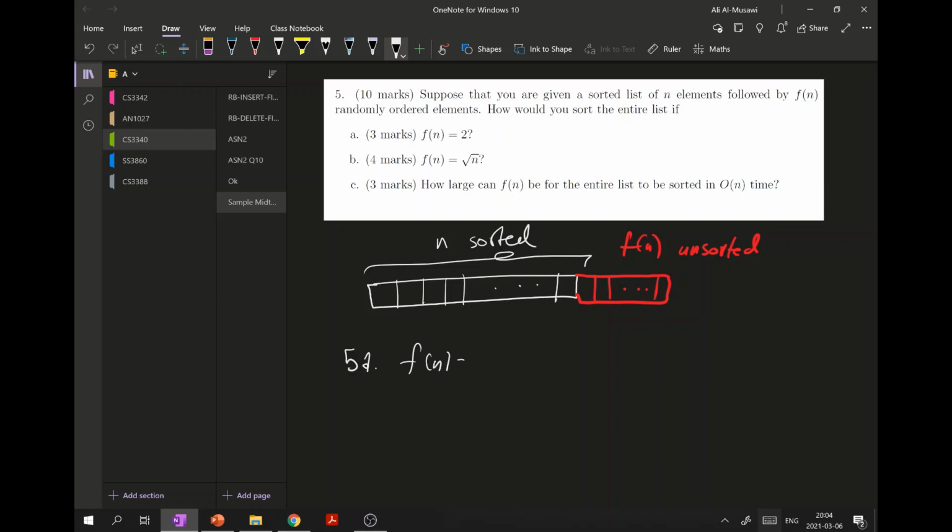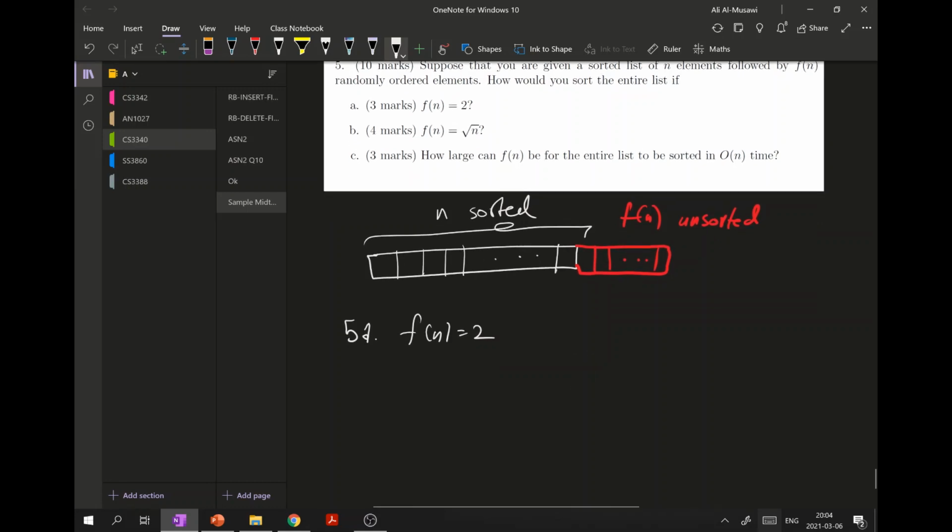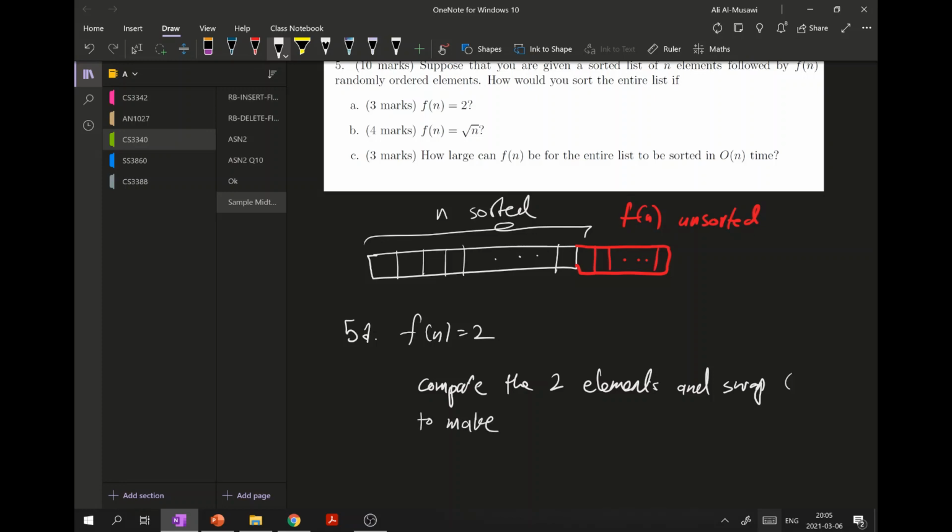So we look at 5a first. f of n equals 2. How do you sort the entire list? Easy. Well, compare the two elements and swap if necessary, to make the entire list sorted.